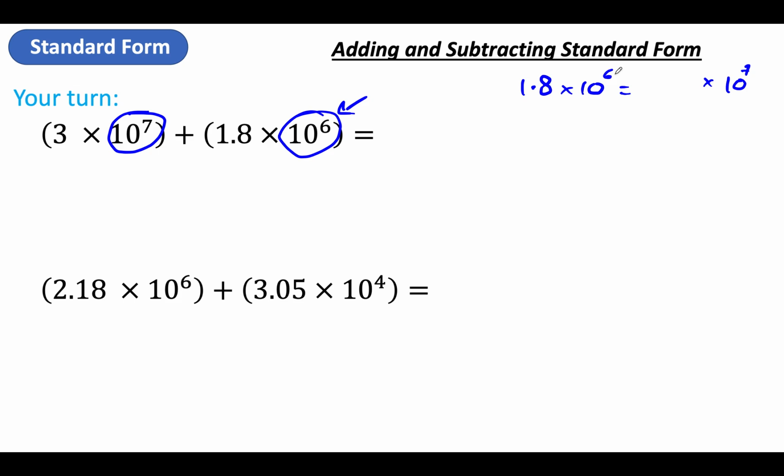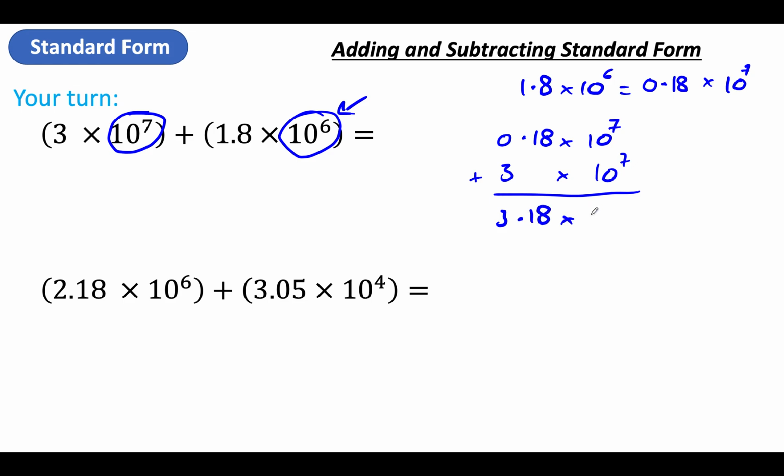Now, this number, my 6, has got 1 bigger, hasn't it? 6 to 7, which means this number does the opposite. It gets 1 smaller. As one gets bigger, the other gets smaller. So 0.18 times 10 to the power of 7. Both sides of this are equal. It's just going to be easier to add them together now. So 0.18 times 10 to the power of 7, and my other number, which was 3, also times 10 to the power of 7. Because those powers match, I can just add my decimal bits.